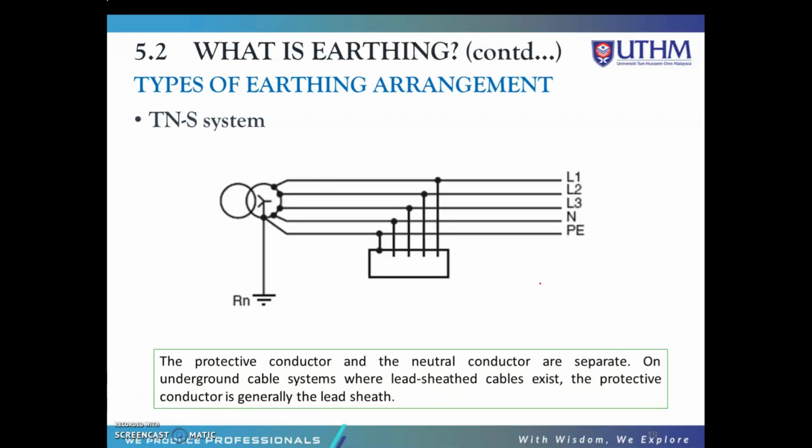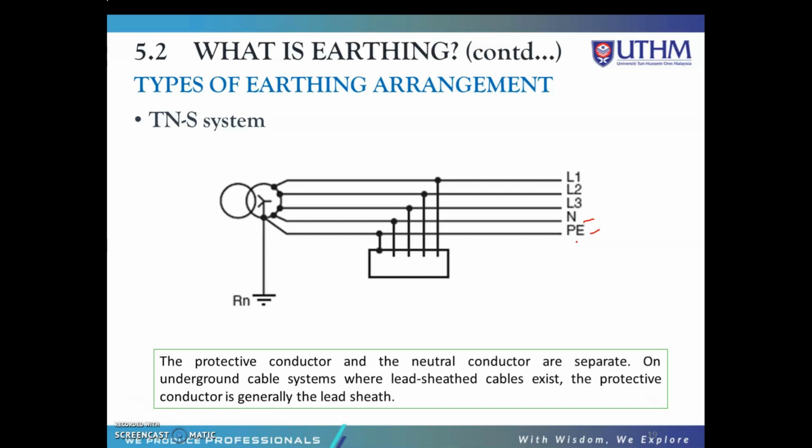And then we have TNS. In TNS, S stands for separate. The neutral and also the protective earth are separate. So you can see here PE and also N are separate. The protective conductor and the neutral conductor are separate.